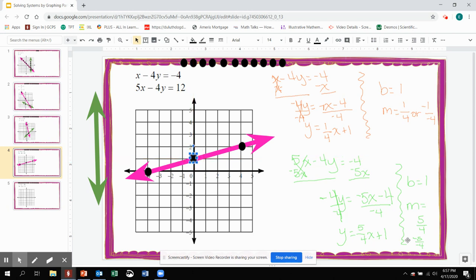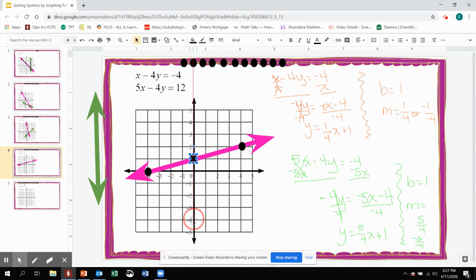So I'll use my slope of, if I use +5 as my rise, I'm actually going to go, if I notice, 1, 2, 3, 4, 5 off of my graph. So I might be better off if I use my -5 over -4. So if I have -5 as my rise, I would move down 5.